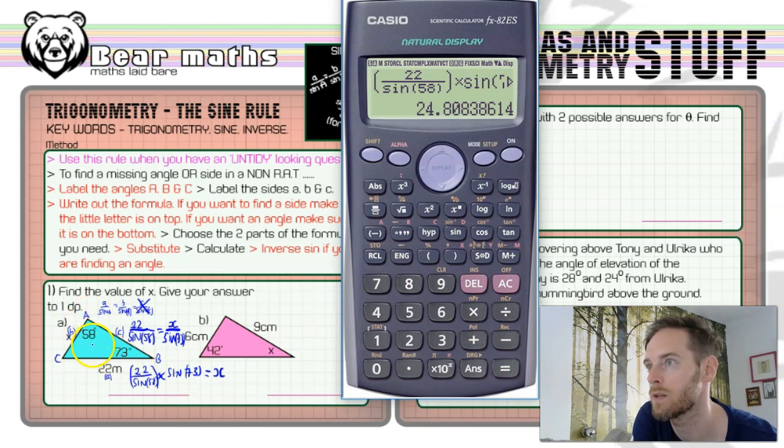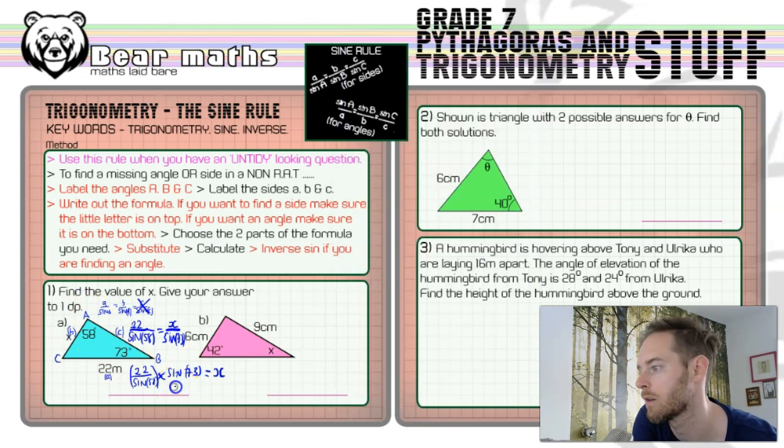X equals that, 24.8 to one decimal place. So X equals 24.8 meters, that would be in. I need to put centimeters then, because the other length is in meters. All right, so there you go. There's that. I hope that makes sense. Substituting into the rule. Now we'll do the same thing for B.